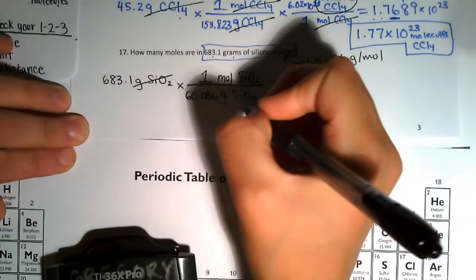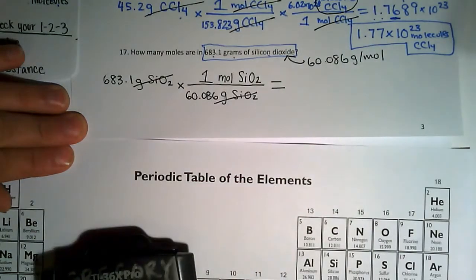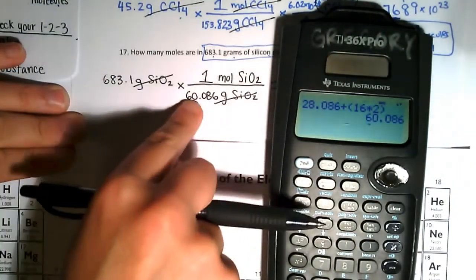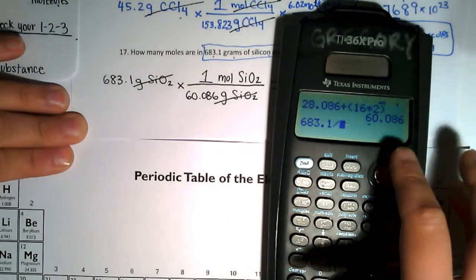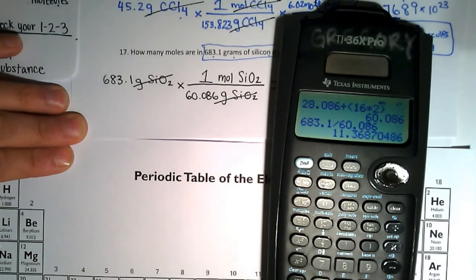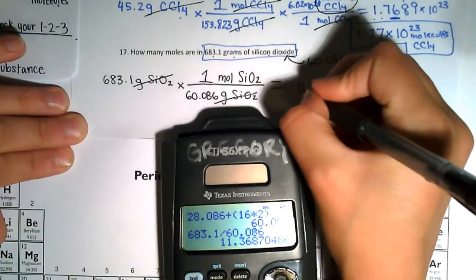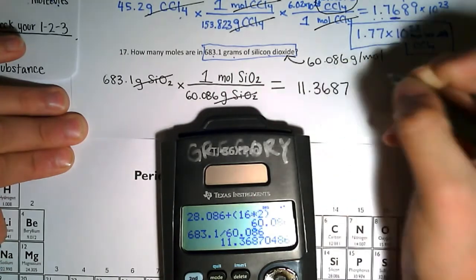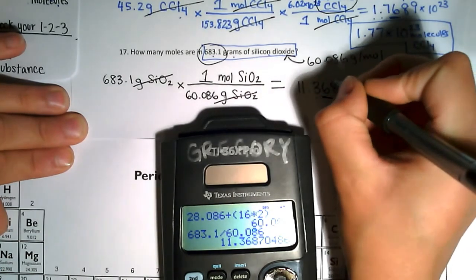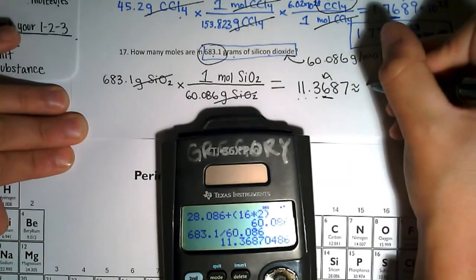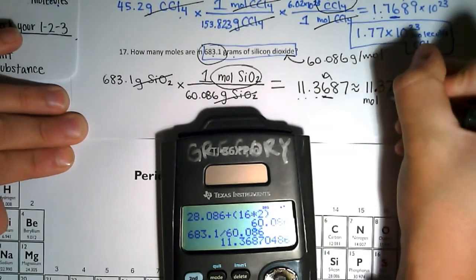Now we just need to cancel our units and multiply and divide. So 683.1 times 1 is going to be the same thing. So I'm just going to divide these two numbers to get my final answer. 683.1 divided by my previous answer gives me 11.368. Which I'll write here. 11.3687. And I need to round to 4 significant figures. 1, 2, 3, 4. And the 8 is going to make my 6 round up to a 7. So this is approximately 11.37, and my units are moles of SiO2.